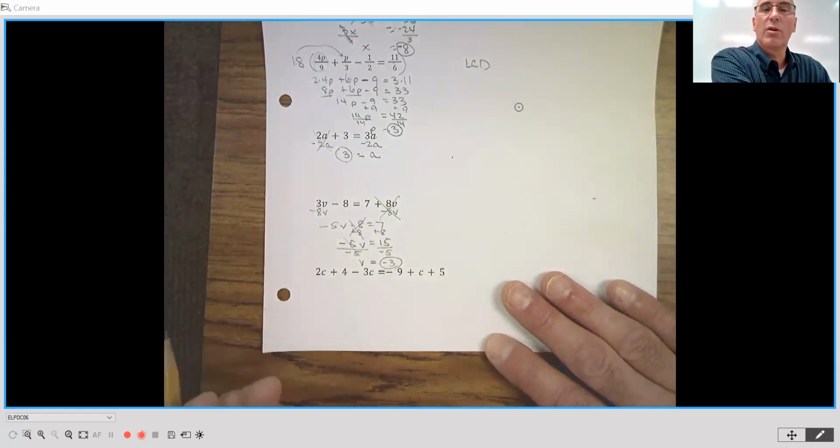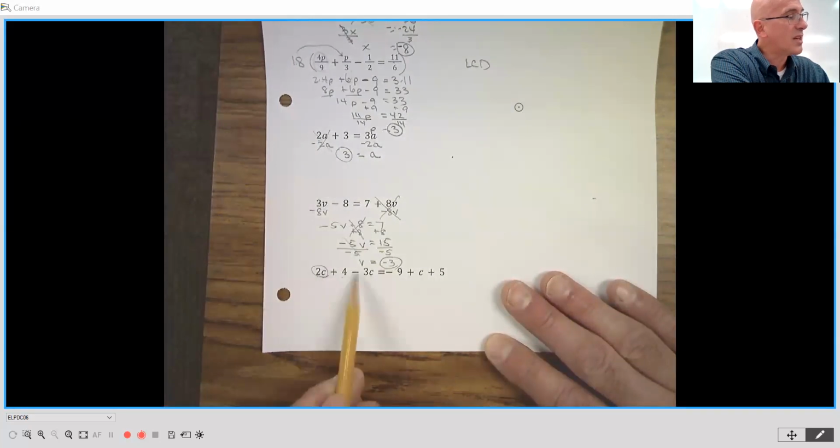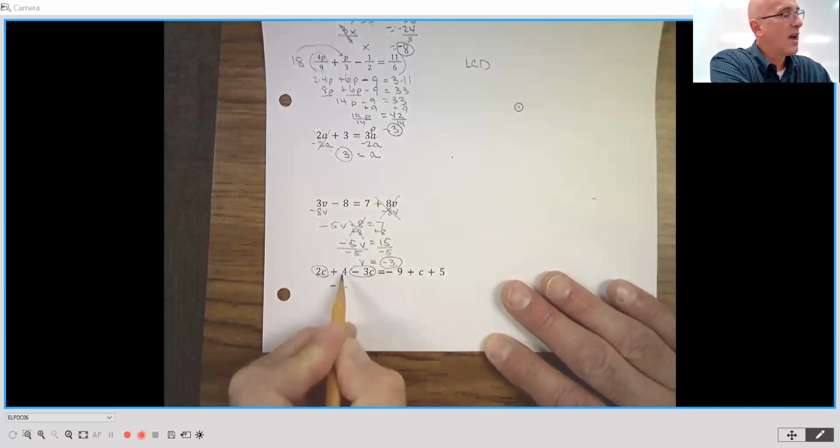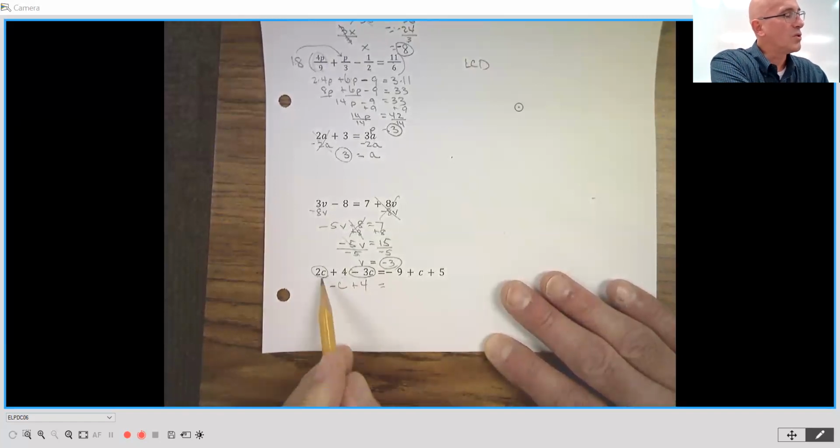And then let's do one final example. This one's a little bit more involved. Lots of numbers, lots of terms with constants or with variables. So I'm going to first combine the stuff on each side that I can. So on the left here, I see I have a 2c and a minus 3c. So 2c minus 3c is just c. Actually, it's minus c. And then I have a plus 4. Okay. 2c minus 3c is minus 1c.